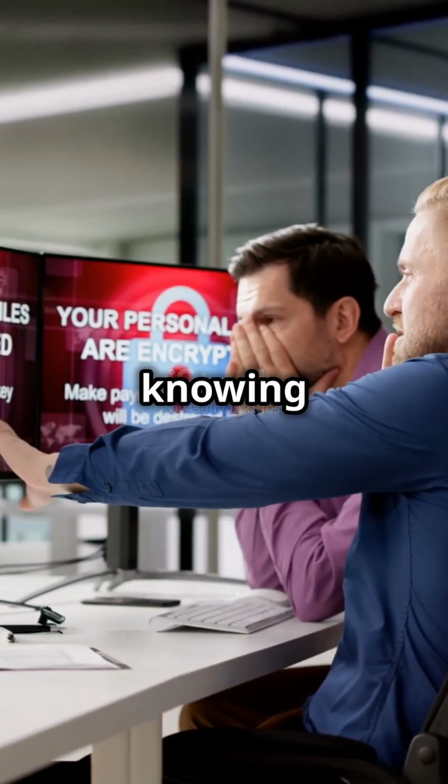Understanding footprinting is crucial to securing yourself. Stay one step ahead by knowing how attackers think.